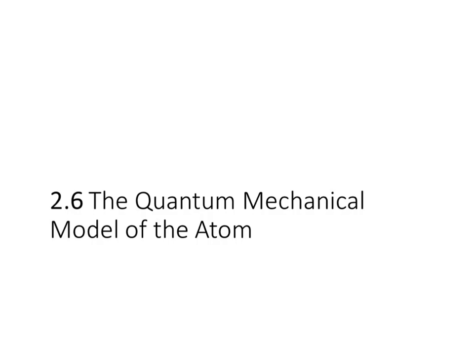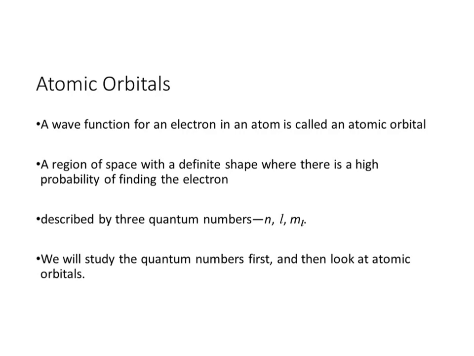Now, we want to work on the quantum mechanical model of the atom. The quantum mechanical model of the atom takes into account that electrons behave not just like particles, but like waves. It also takes into account the various forces that act upon electrons in an atom, and aspects of the Heisenberg uncertainty principle. So, without further ado, let's meet our first term associated with the quantum mechanical model of the atom, and that's atomic orbitals.